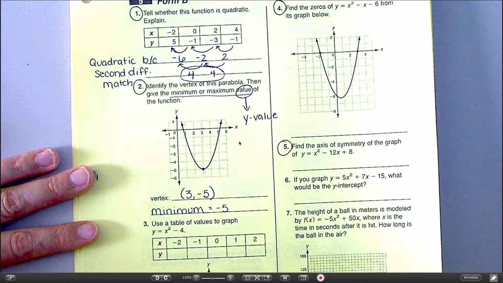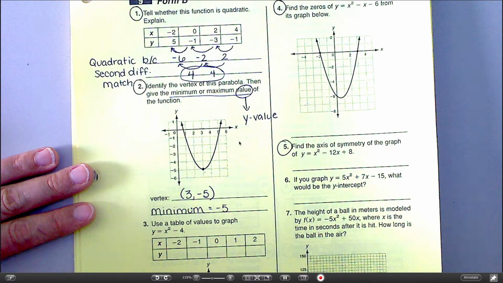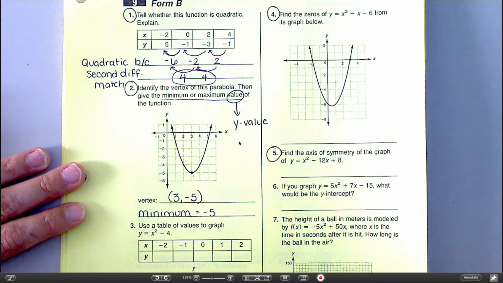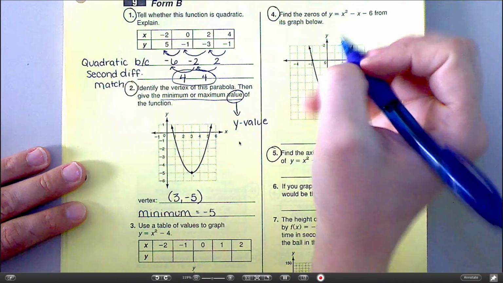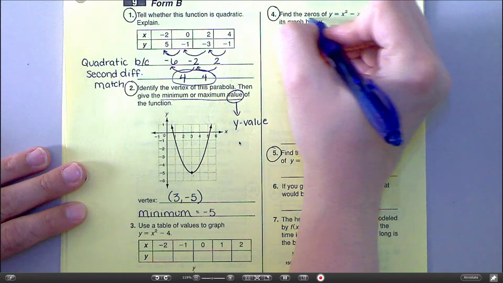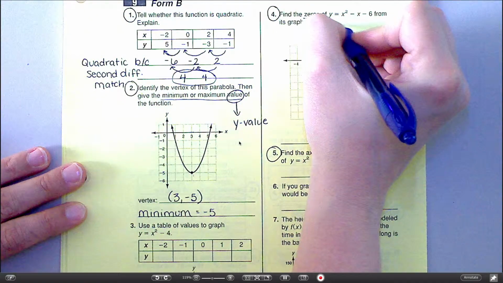Looks like I didn't make you do number 3. I don't know why. You could have done number 3. Number 4. Find the zeros of this equation from the graph below. So they already graphed it. Where are the zeros? It's the place where it crosses the x-axis. Zeros are where it crosses the x.